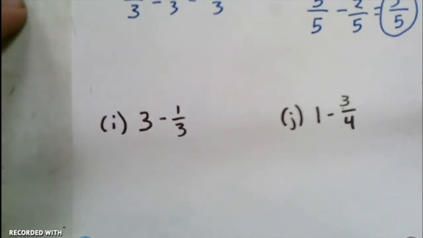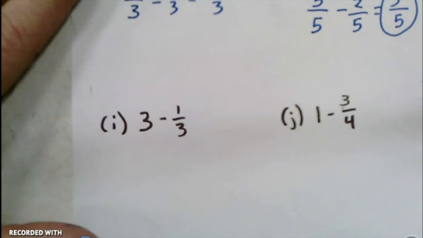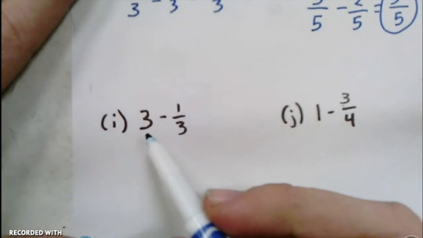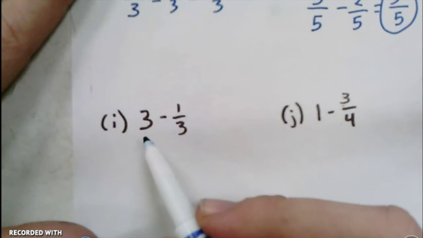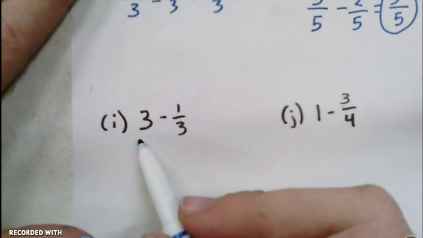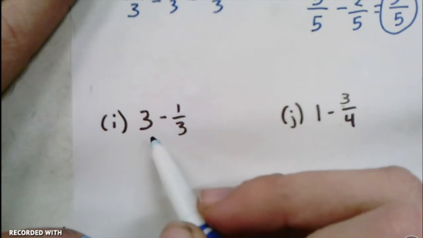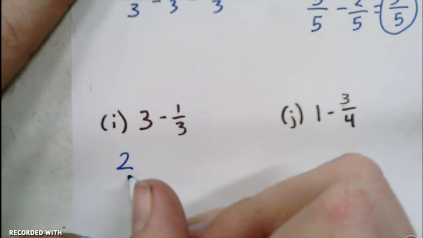All right, let's go to the bottom. 3 minus 1/3. Okay, this is a fun one. This is what's coming, okay? So this isn't a 1. So what I'm going to do for this one is borrow a whole from this, and I'm going to rewrite it as a mixed number. So instead of 3, I'm going to take 1 away, and I'll have 2 of the whole numbers left.